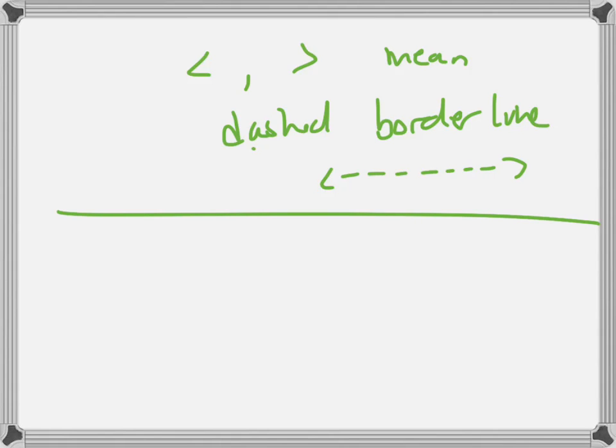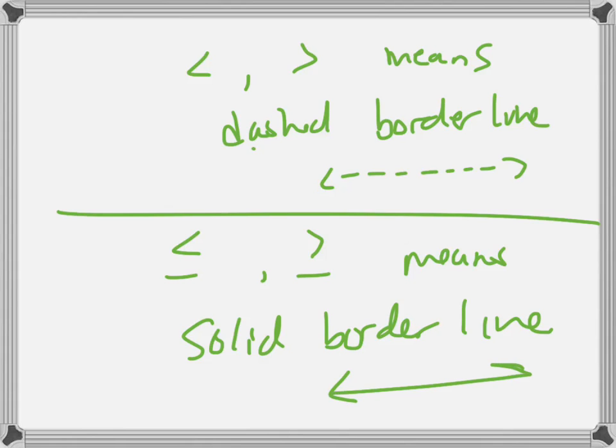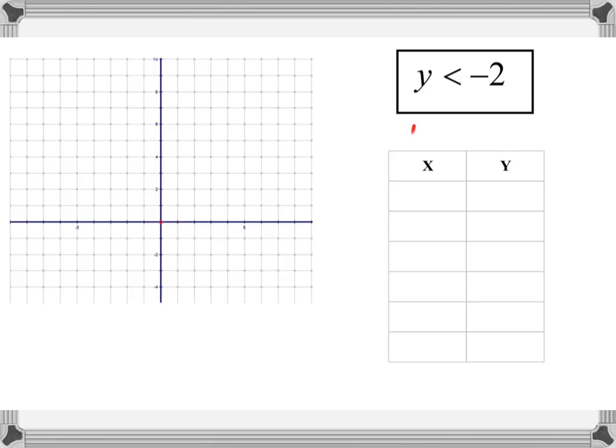If you have a less than or greater than, it means a solid line. Okay, like that. Okay, so let's try another one.